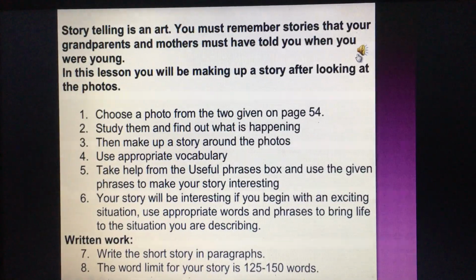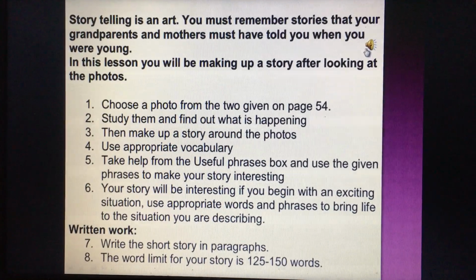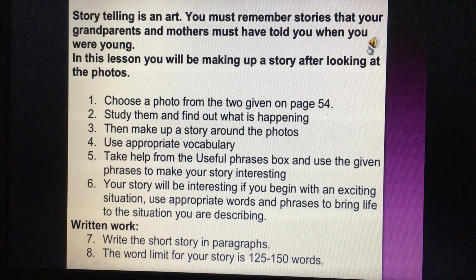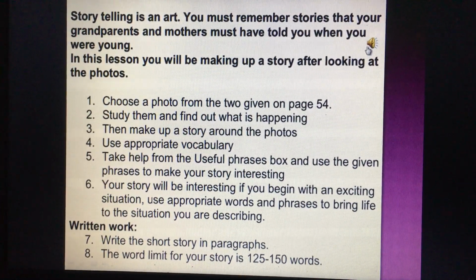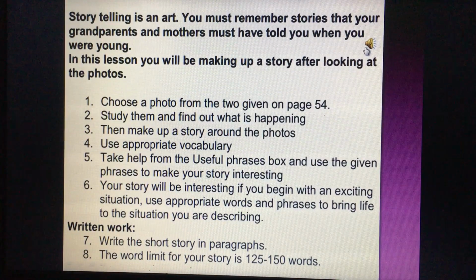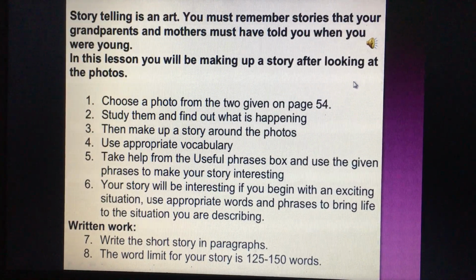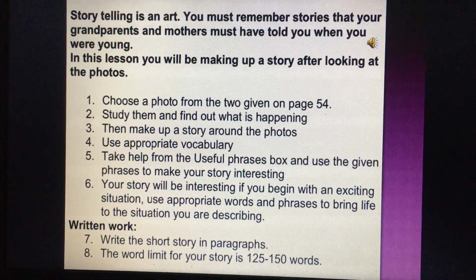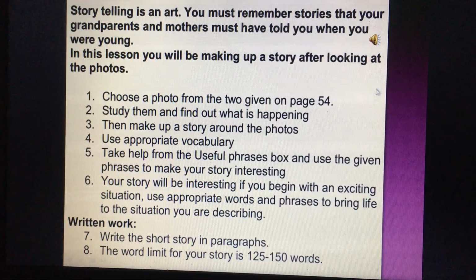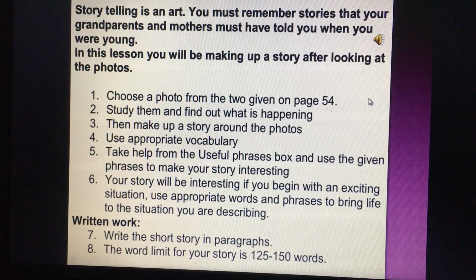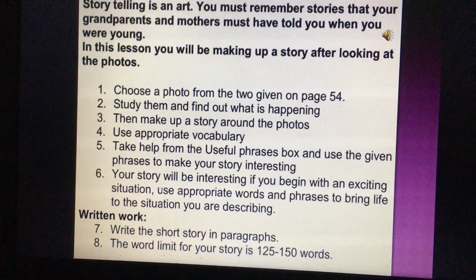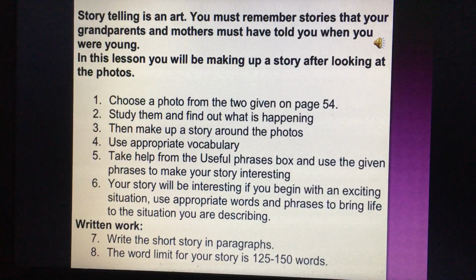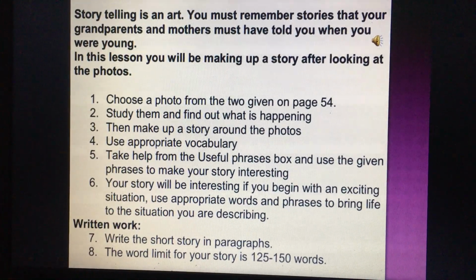Storytelling as an art. You must remember stories that your grandparents and mother must have told you when you were young. So in this lesson you will be making up a story after looking at the photos. Choose a photo from the two given on page 54. Study them and find out what is happening. Then make up a story around the photos. Use appropriate vocabulary. Take help from the useful phrases box and use the given phrases to make your story interesting. Your story will be interesting if you begin with an exciting situation. Use appropriate words and phrases to bring life to the situation you are describing.